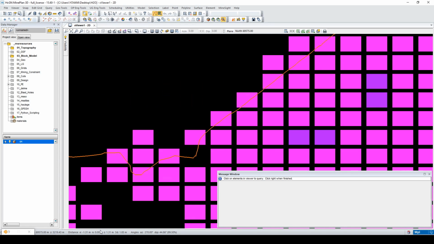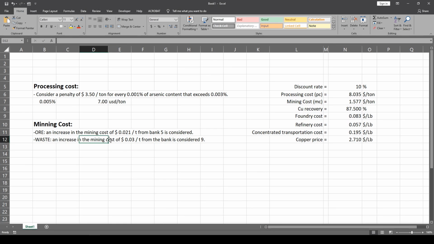Then we have some economic assumptions, as you can see here. The processing cost says to consider a penalty of 3.5 US dollars per ton for every 0.001% of arsenic. What does it mean? It means that if we have a block with 0.005% of arsenic, this block will have an extra processing cost of 7 US dollars per ton.